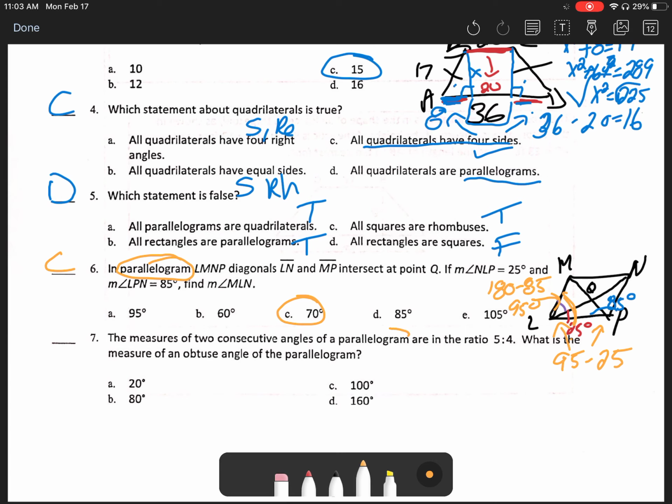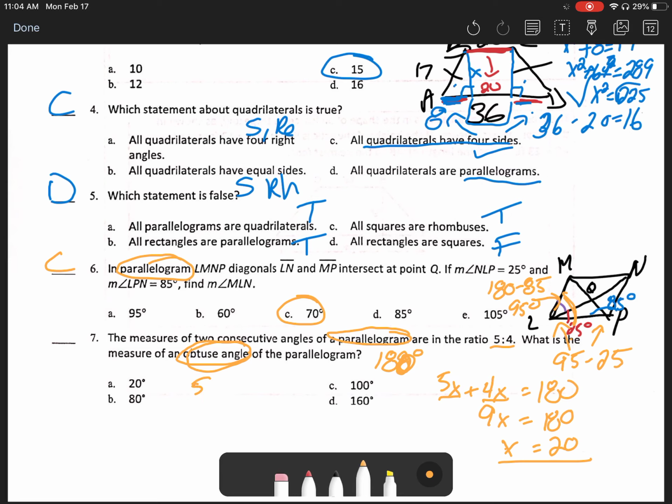Consecutive angles of a parallelogram, so you look at that right here. You know that they're supplementary, so they add to 180 degrees. The ratio is 5 to 4, so 5 times some number plus 4 times some number is equal to 180, because that's a simplified form. You have 9x equals 180. X is going to be 20. 20 is not my answer though, because we pay attention. It's asking you what the obtuse angle is. So we have an angle that's 5 times 20 or 4 times 20. The one that's 5 times 20 is going to be the obtuse angle. So that's going to be 100 degrees, which is also C.